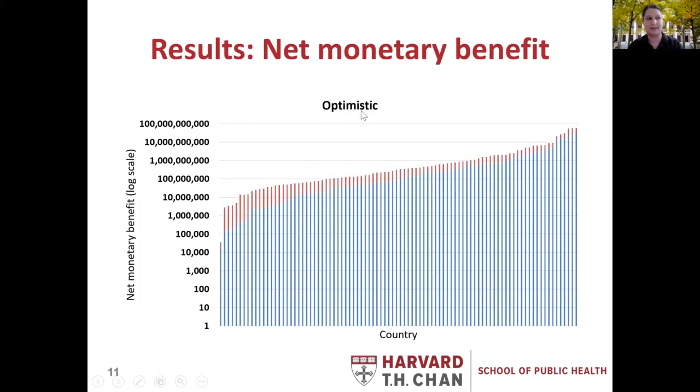If we instead examine an optimistic scenario of instantaneous scale up of target coverage with all countries introducing in 2028, we can see that the net monetary benefit substantially increases from the base case scenario in blue to the higher levels in red, in some cases actually increasing by an order of magnitude.